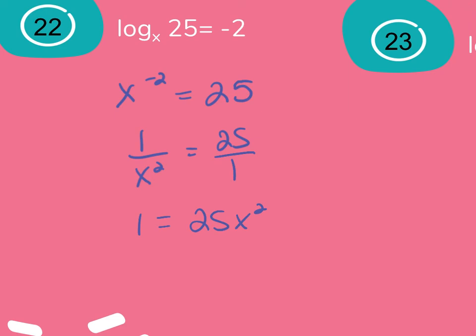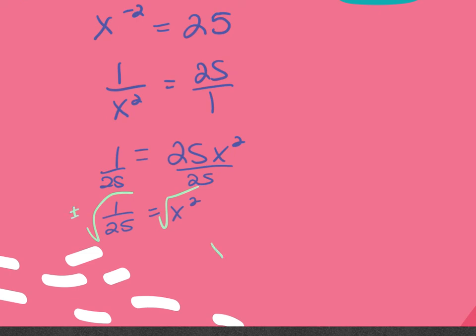Then what? Divide by 25. 1 over 25 equals x squared. Square root both sides. Plus and minus goes here. x equals plus and minus 1/5.